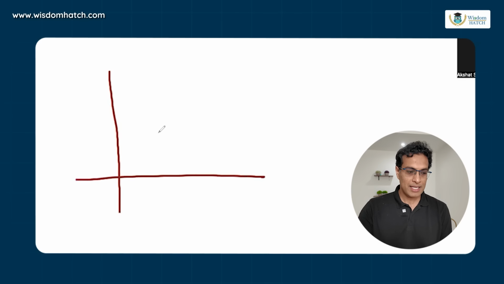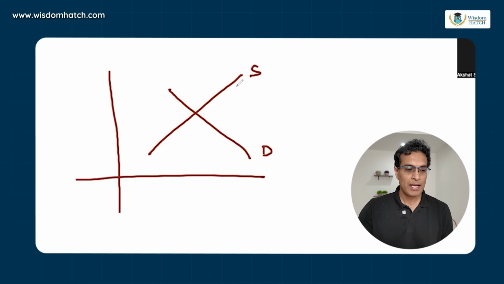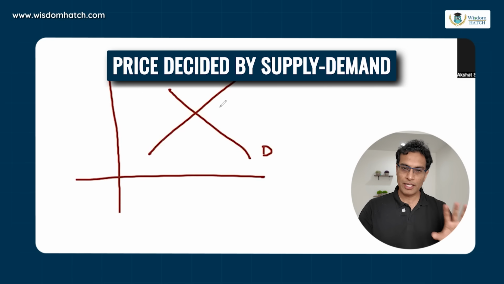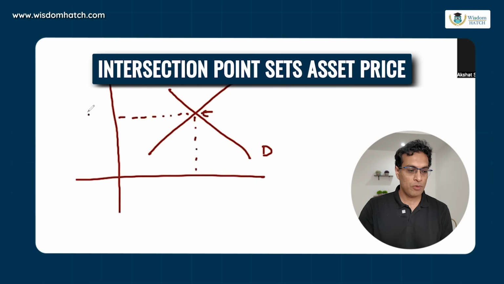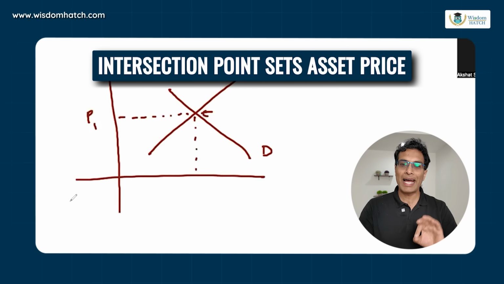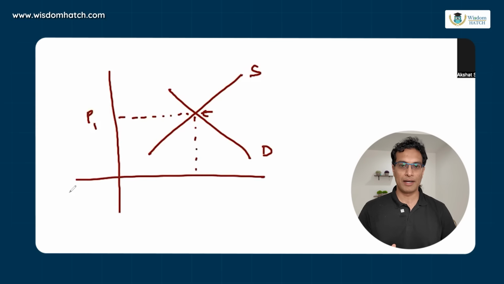Economics says that this is your supply and demand curve. So this is supply, this is demand, and basically this curve tells you what the price of an asset is. Wherever supply and demand intersect, this intersection point, P1, becomes the price or value of that asset in the market. Let me help you understand by using a specific example.